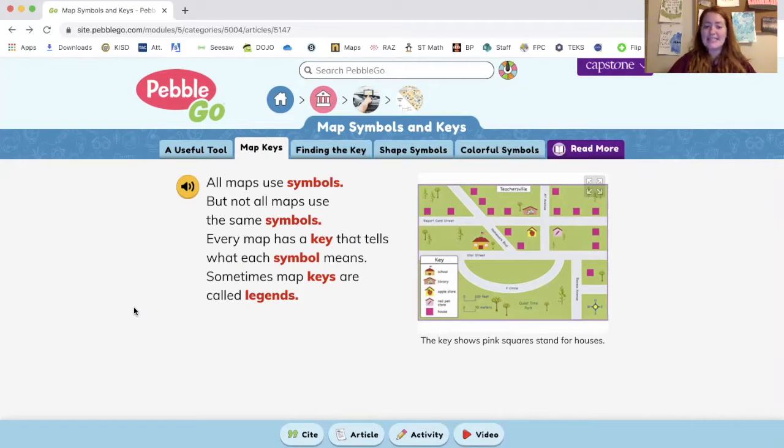All maps use symbols, but not all maps use the same symbols. Every map has a key that tells what each symbol means. Sometimes map keys are called legends. Ooh, okay, hang on. They use a key, but it's not like a key that I would use to unlock a door. Do you remember when we were learning about pictographs at the beginning of the year? When we said there was a key so we would know what a symbol represented? It's the same thing for maps.